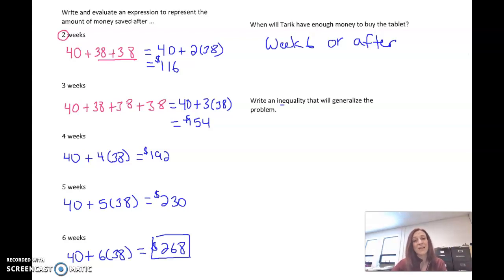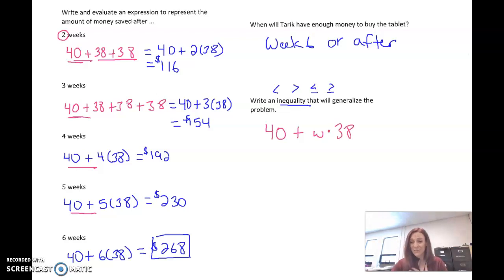So if we want to write an inequality, those are inequality symbols that will generalize the problem. Well, notice what we did every single time. We had 40 plus, 40 plus, 40 plus. So I'm going to go 40 plus, and what did we add to it? Well, we did the number of weeks times 38, the number of weeks times 38. So we could do the number of weeks times 38.